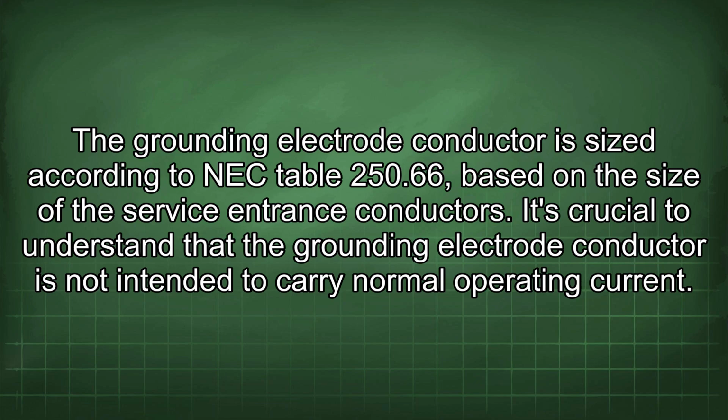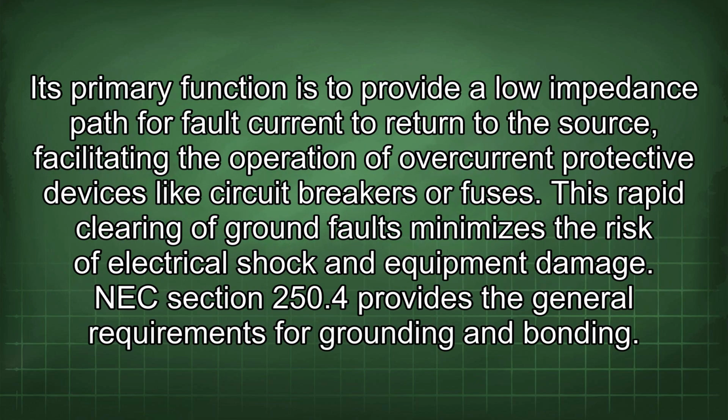It's crucial to understand that the grounding electrode conductor is not intended to carry normal operating current. Its primary function is to provide a low impedance path for fault current to return to the source, facilitating the operation of overcurrent protective devices like circuit breakers or fuses. This rapid clearing of ground faults minimizes the risk of electrical shock and equipment damage.